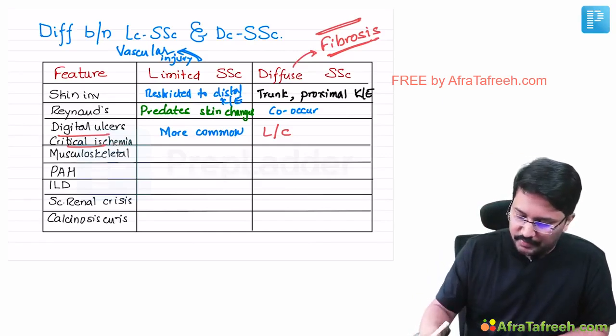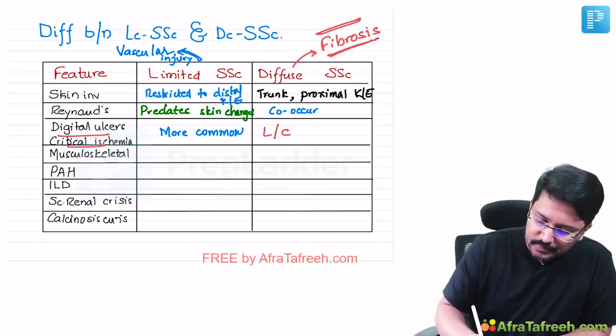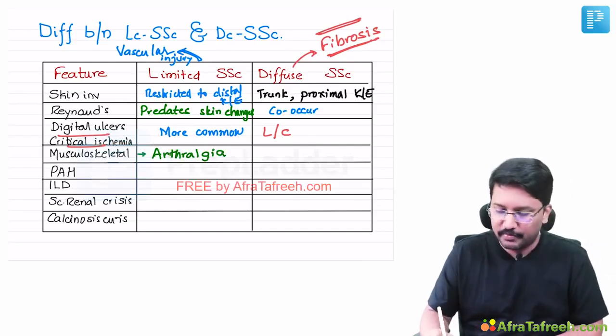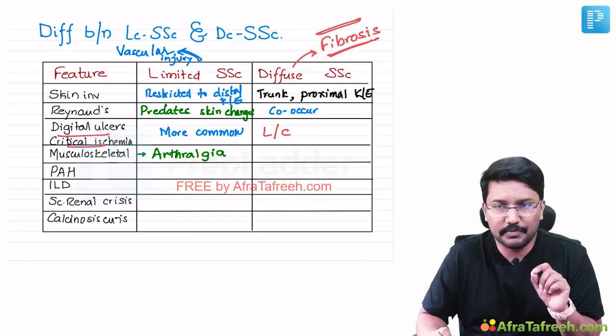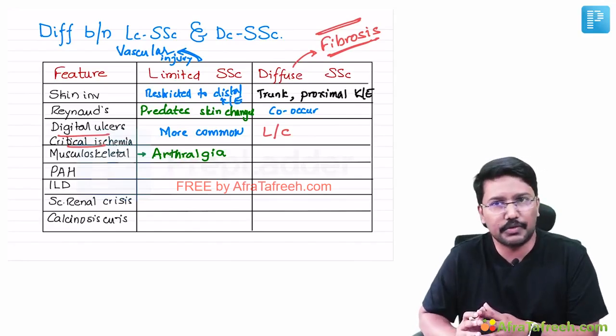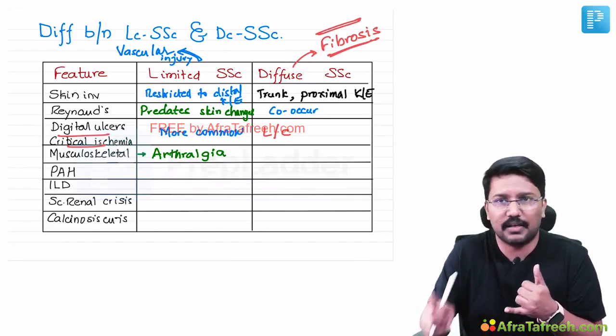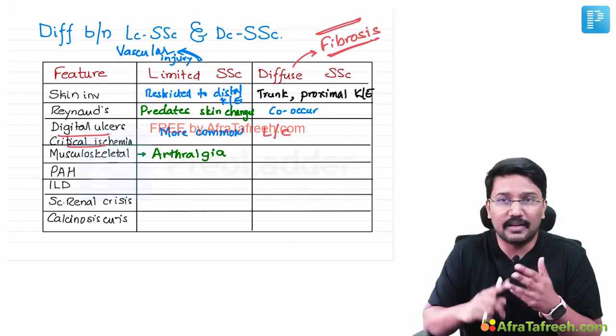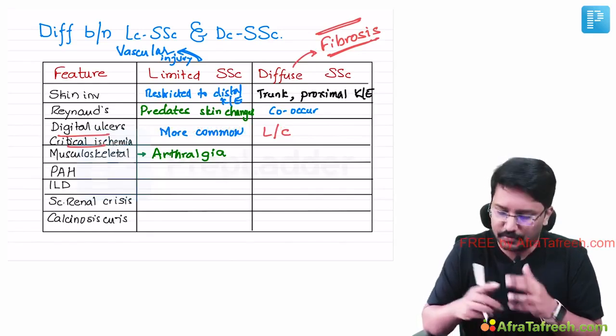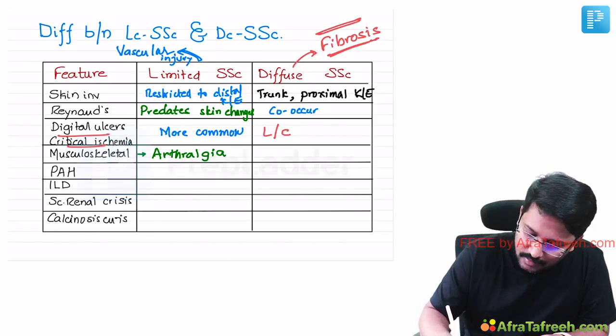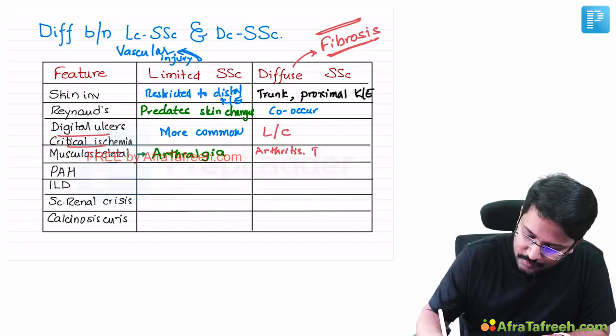Now coming to musculoskeletal manifestations. Limited cutaneous, being on the milder side, only causes arthralgia. It only causes arthralgia. On the other hand, diffuse cutaneous. Okay, so remember, it is the fibrotic process which is the dominant force in case of diffuse cutaneous, right? So that means patients developing inflammatory arthritis as well as tendon friction rubs are very common in case of diffuse cutaneous, right? So patients can develop arthritis, not just arthralgia, and they can also develop tendon friction rubs.